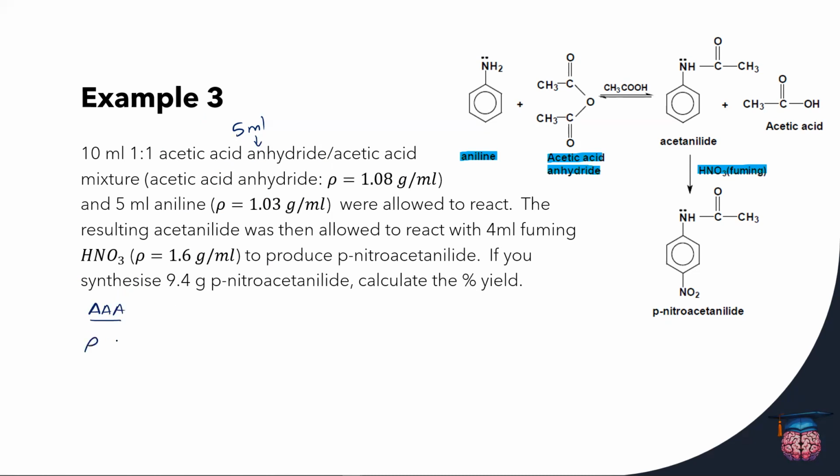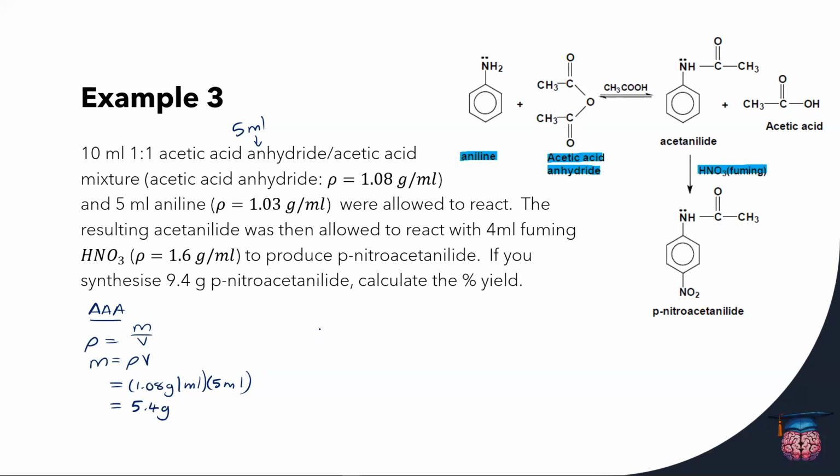So from the density, which is mass over volume, we calculate the mass by taking the density times the volume, and that is simply 1.08 grams per milliliter multiplied with 5 milliliters, and this gives us a mass of 5.4 grams.